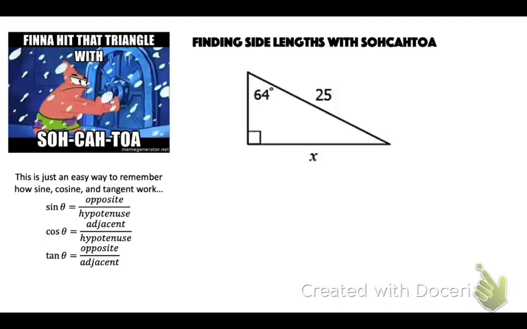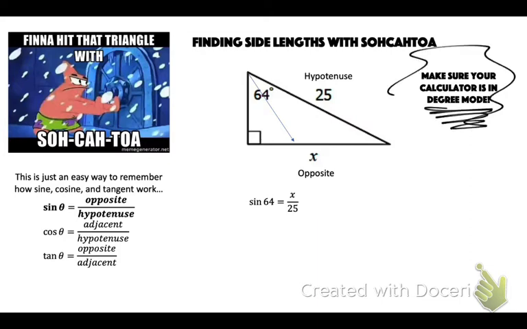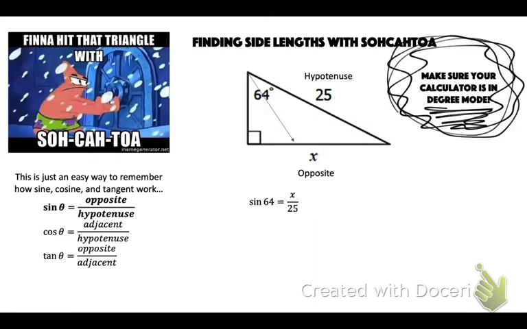So given that angle right there, that is the opposite side, and that's the hypotenuse, which means I have to use sine here because I'm given the hypotenuse and I'm trying to find the opposite side, okay? So this is going to be sine of 64 is x over 25. Make sure your calculator is in degree mode. If your calculator is not in degree mode, you will get every single one of these answers wrong. Okay, please make sure your calculator is in degree mode.